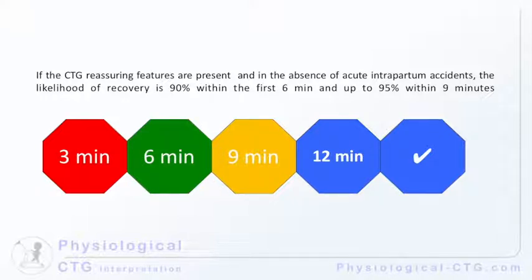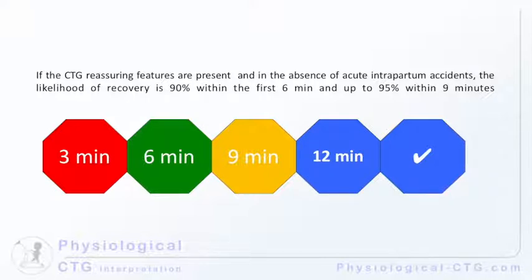So once more, most of the times acute hypoxia is due to reversible causes. It's key to understand why the sudden drop of the fetal heart rate is happening, to exclude the major intrapartum accidents, because those are the ones that you need to act quickly and deliver by the safest and quickest way: cord prolapse, abruption, and scar rupture.